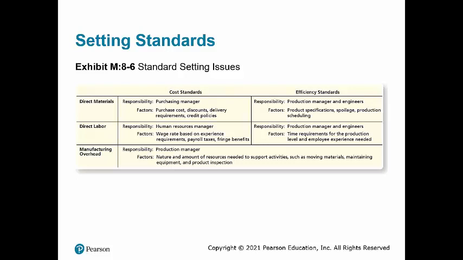Accountants work with production managers to estimate manufacturing overhead costs. Production managers will identify an appropriate allocation base, such as direct labor hours or direct labor costs, or they allocate overhead using activity-based costing. Accountants then compute the standard overhead allocation rates.